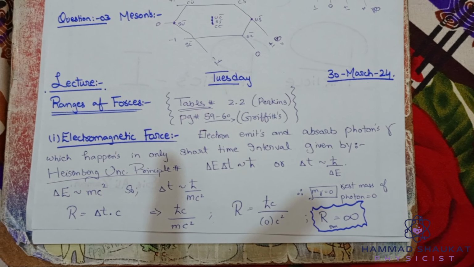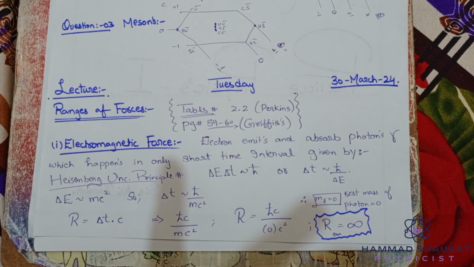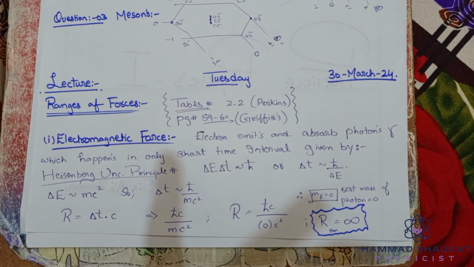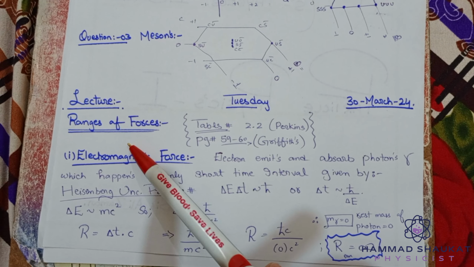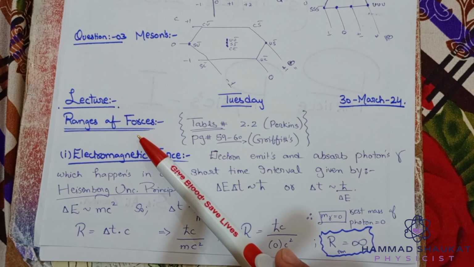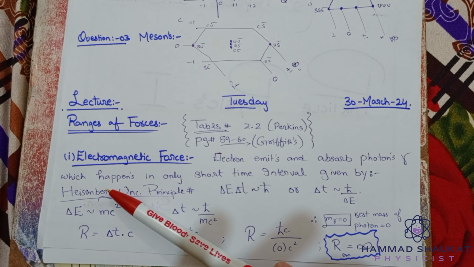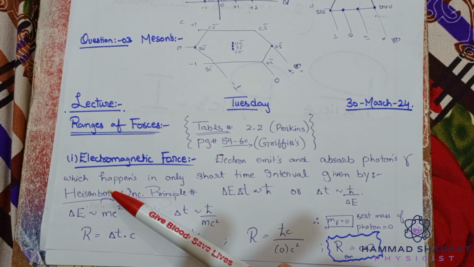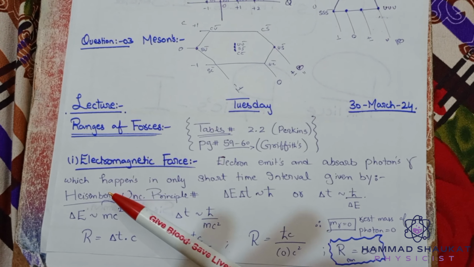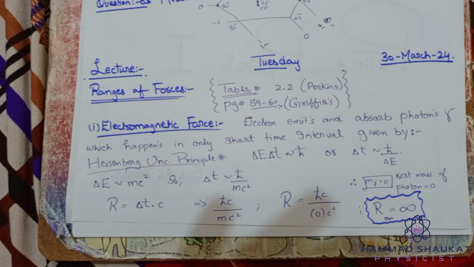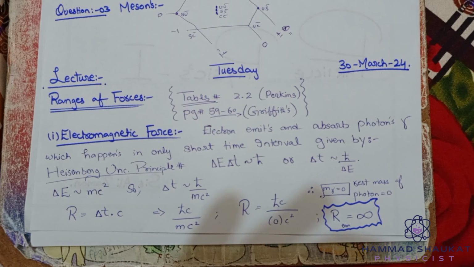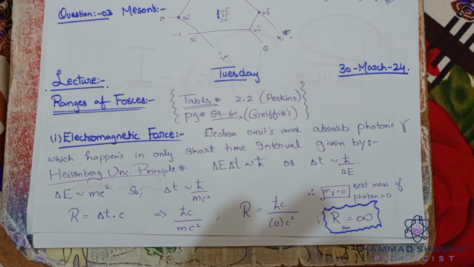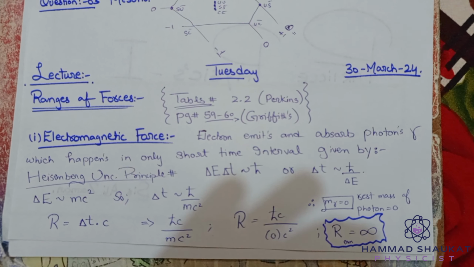Okay, so today we will start our next lecture about particle physics, in which we will discuss chapter number 2 of Griffiths, which is about the ranges of forces. There are four types of forces: first is electromagnetic force, the second one is weak force, the third one is strong force, and the fourth one is the gravitational force. So these are the four basic forces. Today we will discuss those forces and their ranges.